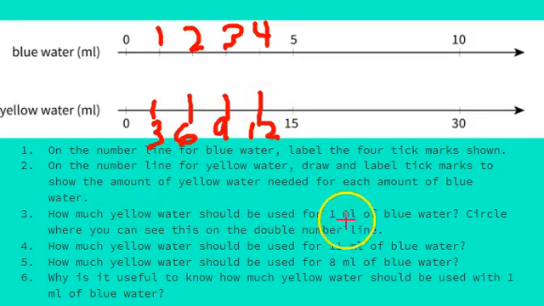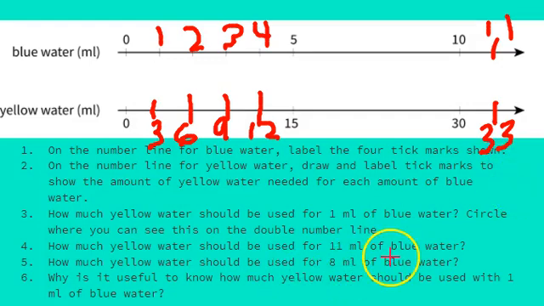So how much yellow water should be used for 1 milliliter of blue water? Yeah, I hope you marked that it should be 3 milliliters of yellow water to make that green. How much yellow water should we use to go with 11 of the blue water? Well, basically each time is multiplying by 3, right? So if we know we have 11 milliliters of blue water, we would need 33 milliliters of yellow water.